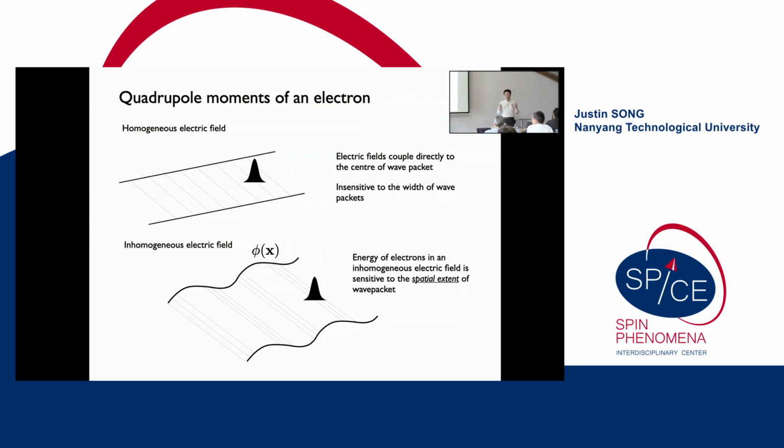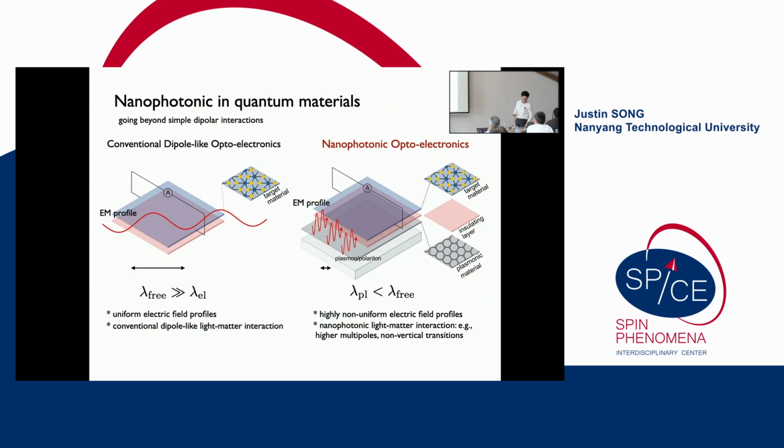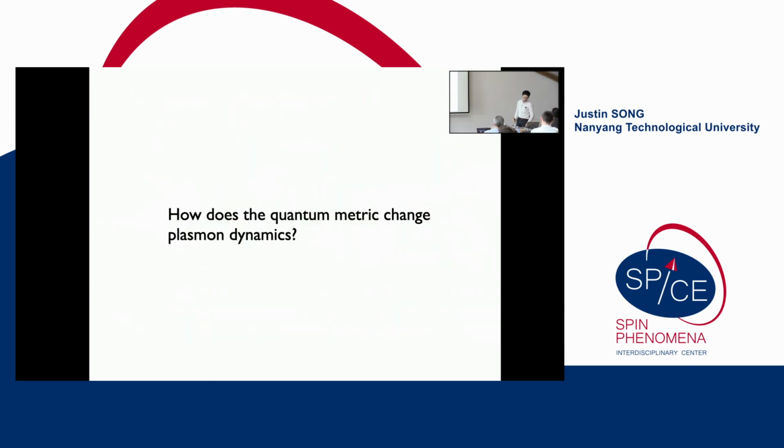And so by using inhomogeneous electric fields with some finite Q, you can actually start to detect things to do with the quantum metric. And of course, this is where going beyond the conventional dipole-like optoelectronics towards the nanophotonic type of optoelectronics will matter, because you go beyond the dipole approximation, and you actually start to look at these spatial variations of the electric field. So the key question we wanted to ask was, how does the quantum metric change plasmon dynamics?